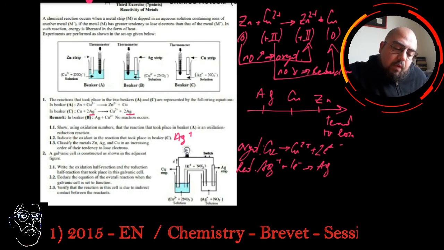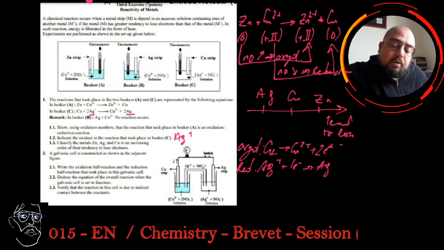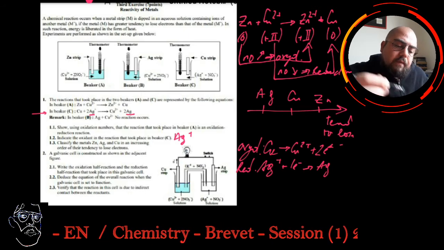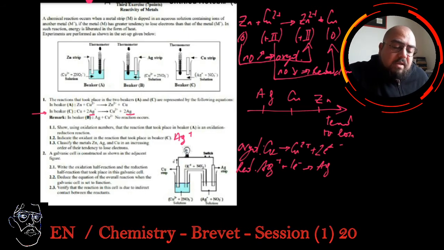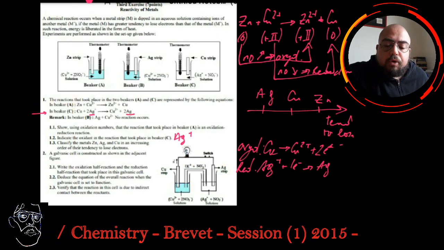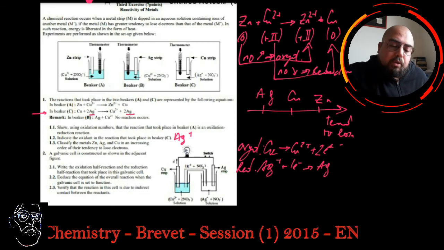Deduce the equation of the overall reaction when the galvanic cell is set to function. The overall reaction will be the one that we have in beaker C, where we have Cu plus 2Ag+ gives you Cu2+ plus 2Ag. Of course, you have to multiply the half reduction reaction by 2.